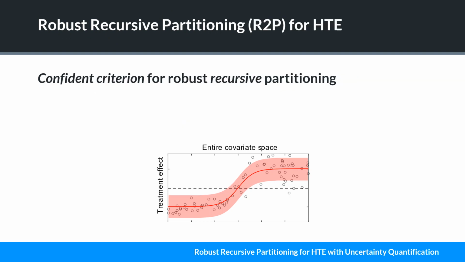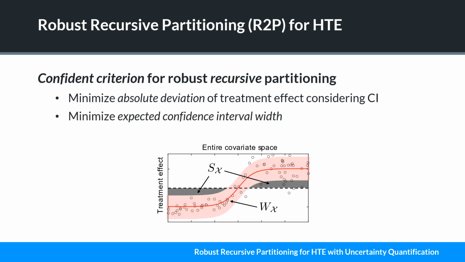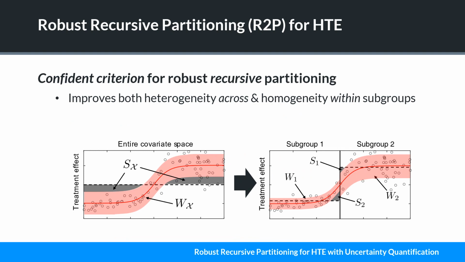Now we develop a confident criterion for partitioning the covariate space into subgroups recursively. In the criterion, we minimize the absolute deviation of the ITE confidence interval, Sx. We also minimize the expected confidence interval width Wx, because a narrower confidence interval can also help to reduce the deviation. As shown in the figure, the criterion splits the covariate space X into two subgroups. The criterion improves both homogeneity within subgroups and heterogeneity across subgroups. After splitting, we reconstruct the confidence intervals using the samples within each subgroup. Then the confidence intervals satisfy the coverage guarantee within each subgroup.